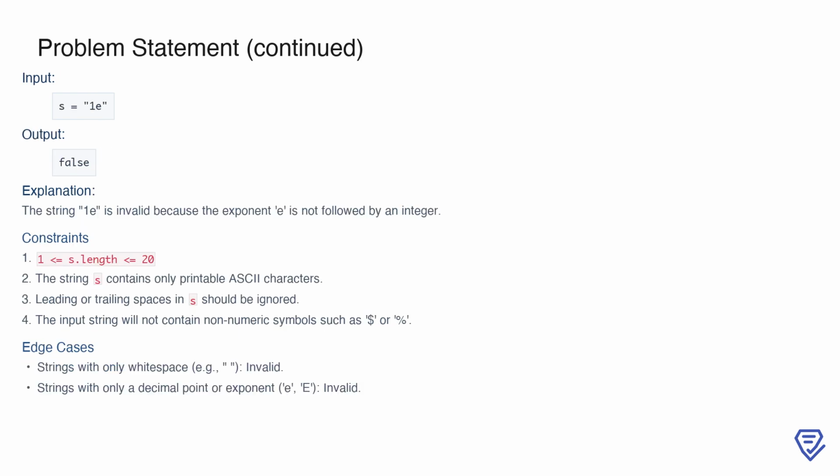Furthermore, strings with multiple decimal points or multiple exponents are invalid. For example, 1.2.3 or 2e3e4 cannot be valid numbers. On the other hand, valid scientific notation examples include 2e10, which can optionally include a sign, such as -3e-2. Decimal numbers are also valid with or without leading or trailing digits, such as 0.5 or 2. To summarize, the solution must handle all these cases to correctly determine whether the input string represents a valid number.